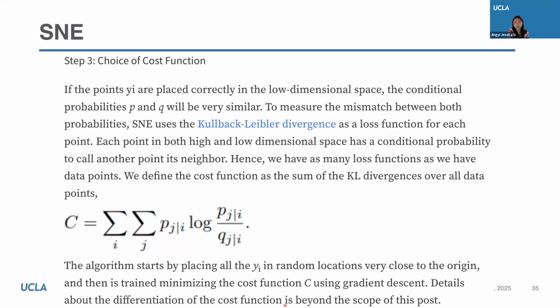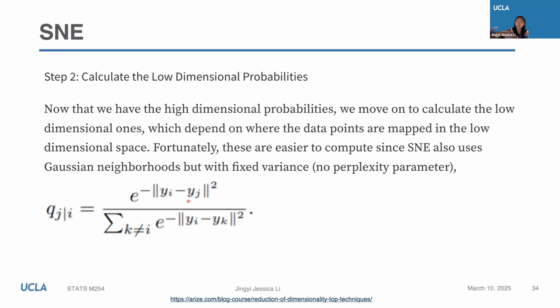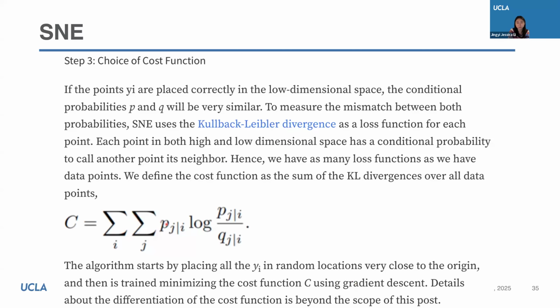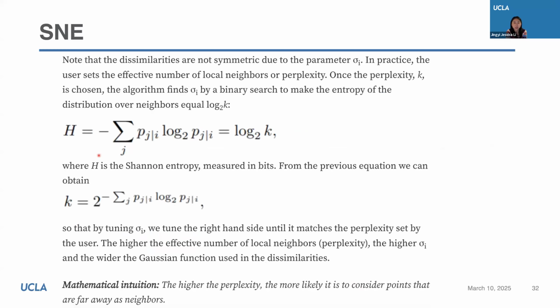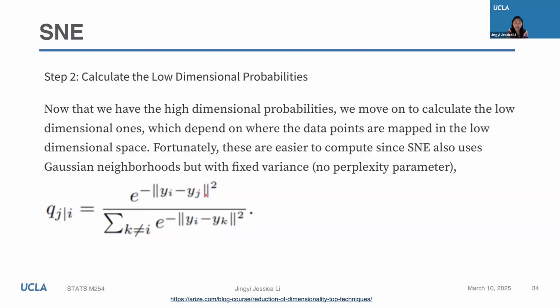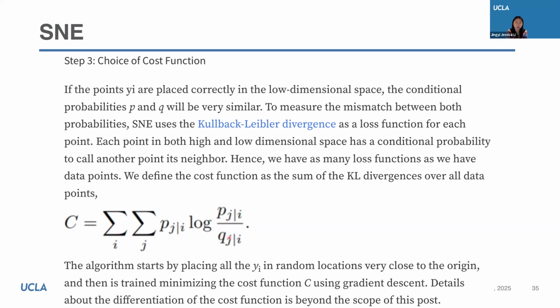Details about differentiation and the cost function are beyond the scope of this talk. Essentially, when we try to minimize the C function, the goal is to find minimizers yi, yj for all the i's, because these are the unknown values in this cost function; everything else is known. pj given i is known because, based on the data, we can compute pj given i. qj given i depends on yi and yj, so yi and yj enter the cost function through qj given i. By taking the gradient with respect to each yi, we can solve for the minimizer of the cost function, and that will be our y1 to ym. Gradient descent is a typical way of optimizing a cost function.